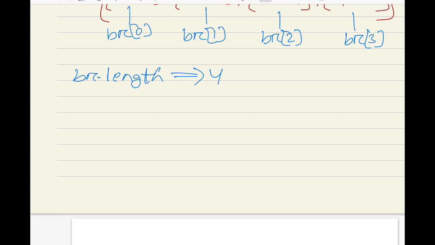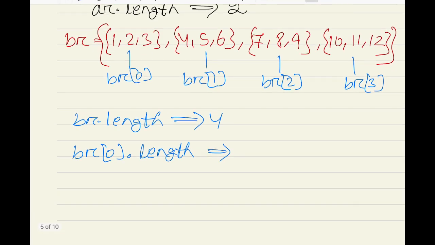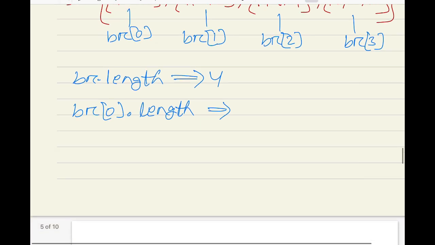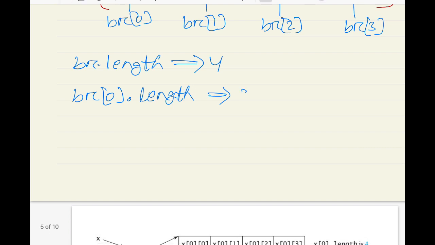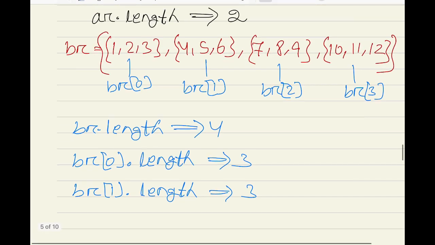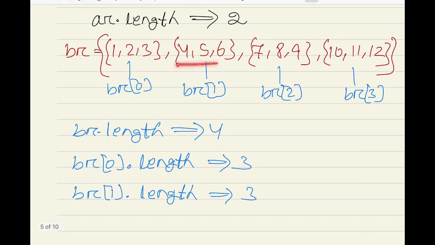So here, if we write br[0].length, it is going to give 3, because br[0] contains 3 elements, that these are 1, 2 and 3. So it is going to give 3. Similarly, if we write br[1].length, it is also going to give 3, because in br[1] 3 elements are there, one is 4, another one is 5, another one is 6.